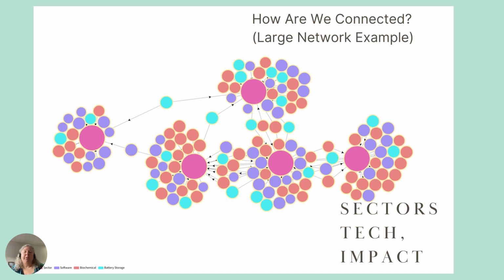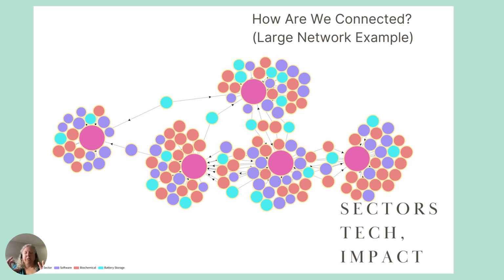Here's another example of a larger network. This is a how are we connected map that looks at the sectors, the tech, and the impact. And as a facilitator, when you're discussing this and showing this to your class or your large network or your workshop, these are actually movable, and click down and take a look at them. And you can explore the connections between some very strategic groups that you've put together.